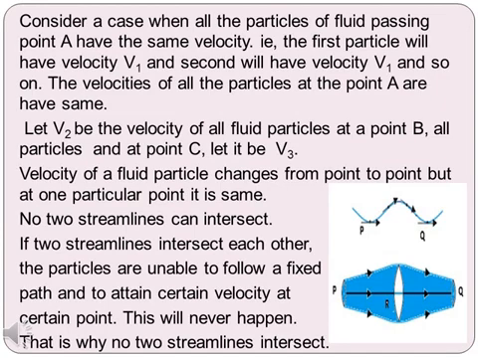We can see that the velocity is changing from one point to another point, but at one particular point the velocities are the same. No two streamlines can intersect. What is its justification? If two streamlines intersect each other, the particles are unable to follow a fixed path and to attain a certain velocity at a certain point. This will never happen. That is why no two streamlines intersect.